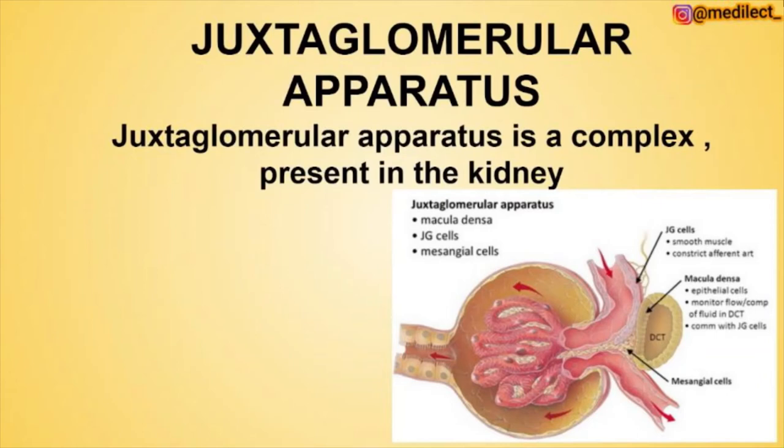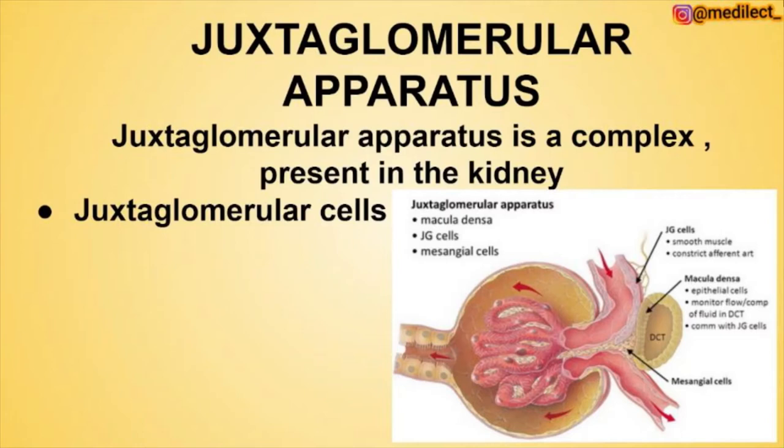Over here, what does this apparatus include? Firstly, it includes the main component, that is the juxtaglomerular cell. As you can see over here, this apparatus consists of these three important components. This is the JG cells. This is the macula densa, the part of the distal convoluted tubule. This macula densa is a part of the DCT. And this is the mesangial cell.